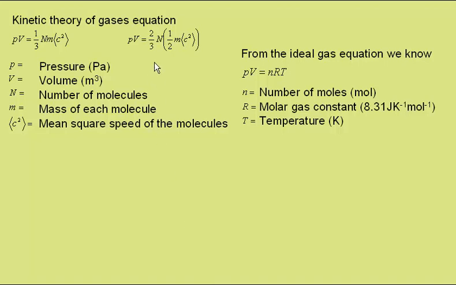So we have this equation with PV on the left hand side, and this equation also with PV on the left hand side. So what we can do is bring the right hand sides together, like this. Rearranging, we get half m mean square speed, the kinetic energy of the molecules, being equal to this term.